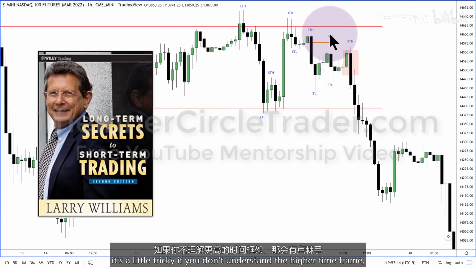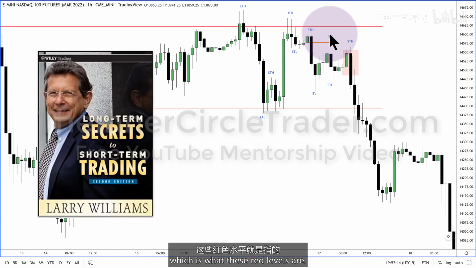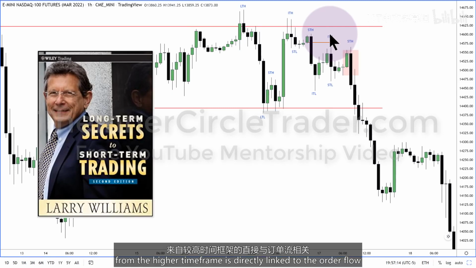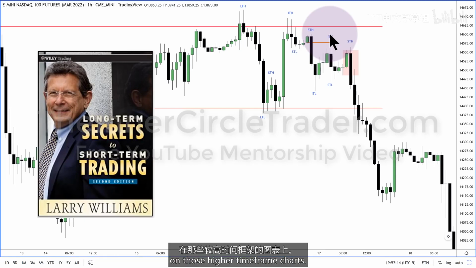So it's a little tricky if you don't understand the higher time frame, which is what those red levels are. That's higher time frame. The hierarchy in parent to child price swings, okay, so that way the subordination that the smaller time frame price swings adhere to from the higher time frame is directly linked to the order flow on those higher time frame charts.